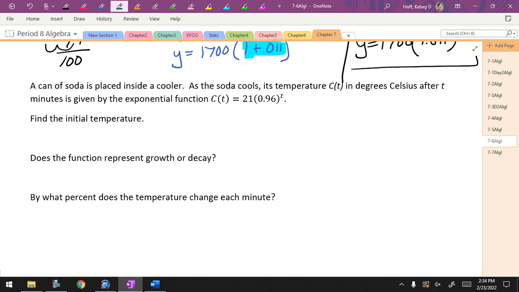What's my initial temperature? 21 degrees. The number multiplied by your change, your A value. Growth or decay? How do you know? Bingo. Two things. It says it cools, but also inside your parentheses, if it's larger than 1, growth. If it's less than 1, decay. By what percent does the temperature change each minute?